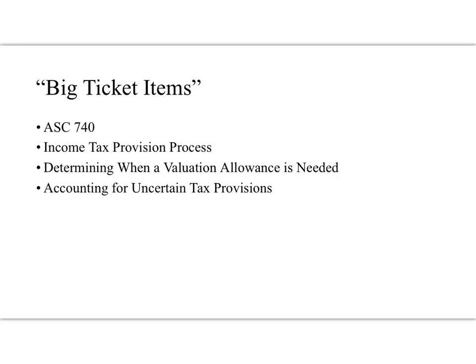All right, so here are the big ticket items from chapter 6. These are the things that we are going to focus on: ASC 740, the income tax provision process, determining when a valuation allowance is needed, and then accounting for uncertain tax provisions. We will discuss all of those items and have some problems related to them as well.